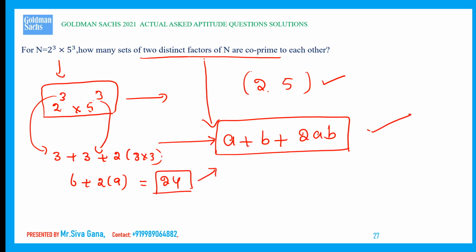If you know this one, the number of distinct factors of n that are co-prime to each other, which is nothing but A plus B plus 2AB, right? Now, the derivation of this one I explained in my video course on prime factorization and prime numbers. If you want, you can contact me. But a very important question, my dear viewers: the number of distinct factors of n that are co-prime to each other. One of the premier questions nowadays in placements from the topic of number system. This is 24, the answer is 24.